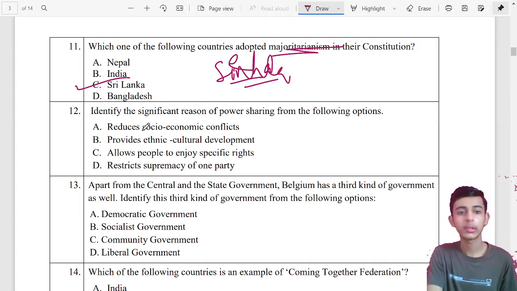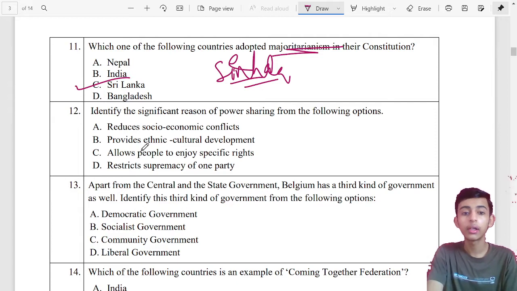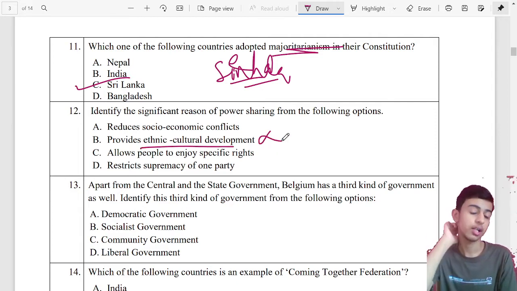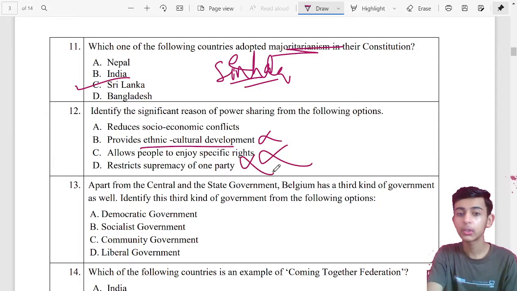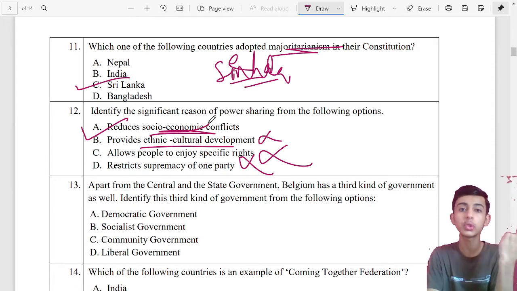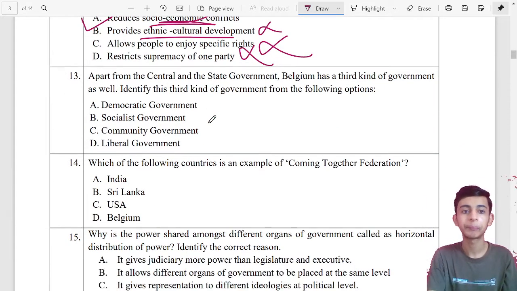Easy. Chalo, next question. Identify the significant reason of power sharing from the following options. You have to find the reason. Reduces socio-economic conflicts, provides ethnic cultural development. Do you know? It's not providing the cultural development, right? Then allows people to enjoy specific rights, not at all, and restricts supremacy of one party, not at all. It just reduces socio-economic conflicts between two societies and two political parties or two communities, you can say.